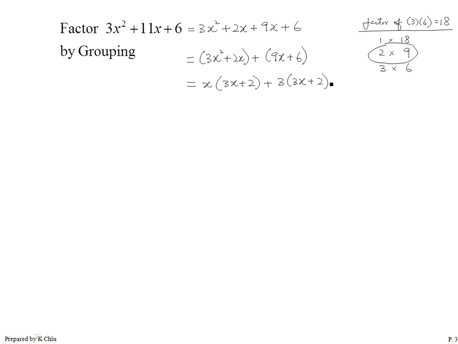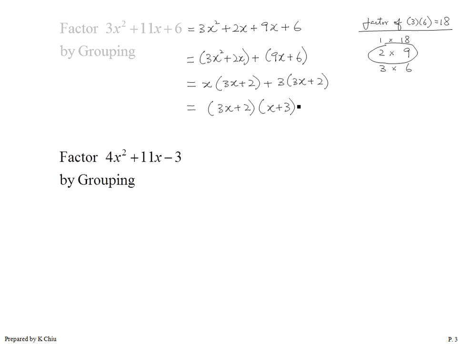Now again, not because the first group has 3x plus 2, then the second one must be like that. Don't do it this way. Right? You really need to factor out the second group and see what happens. And finally, we have 3x plus 2 as the common factor. So we factor out this, and we got the 3x plus 2 times x plus 3. So far, so good.